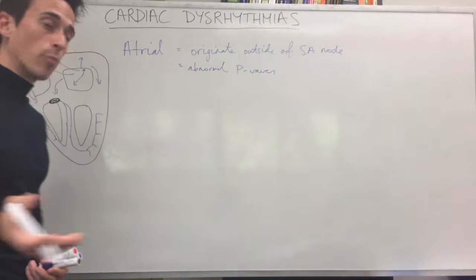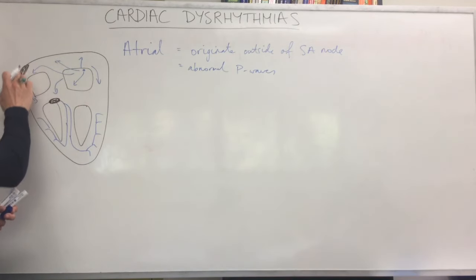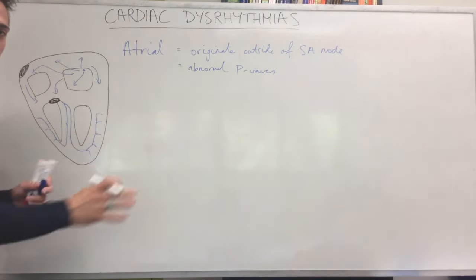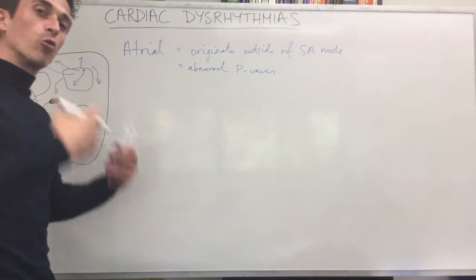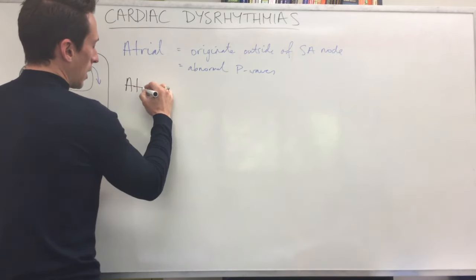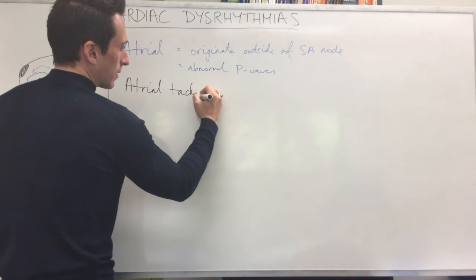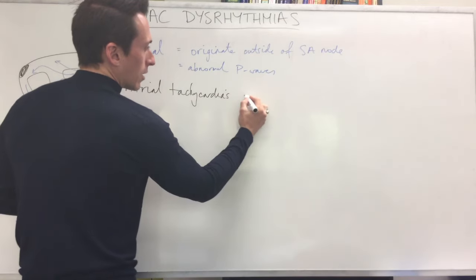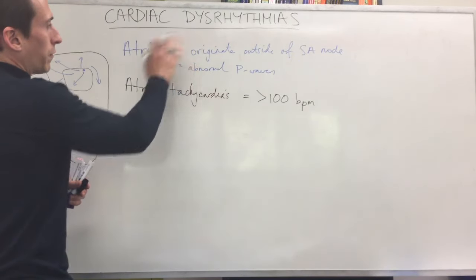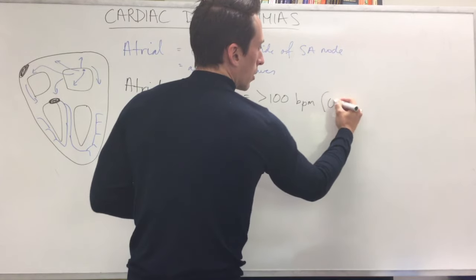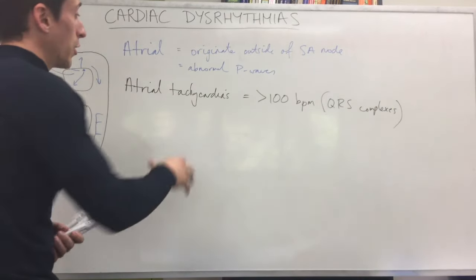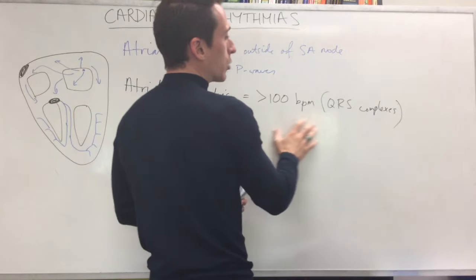Because we know the P waves are representative of atrial depolarization originating from the sinoatrial node. Now, because it's originating at some different points, with atrial dysrhythmias, they're usually recognized as those which are greater than 100 beats per minute. So what does that tell you? It means that atrial dysrhythmias are usually atrial tachycardias. And like I said, that's greater than 100 beats per minute. But because it's not focusing on the P waves, it's 100 beats per minute looking at QRS complexes, which is fine. So atrial tachycardia is greater than 100 beats per minute.